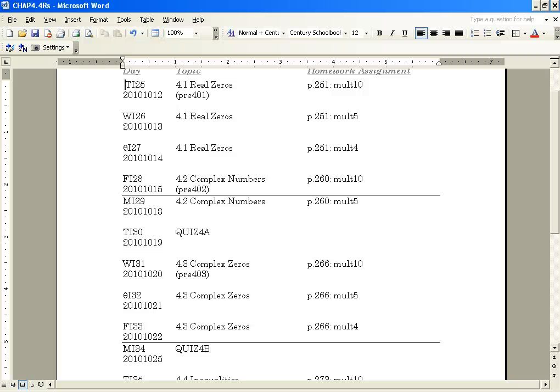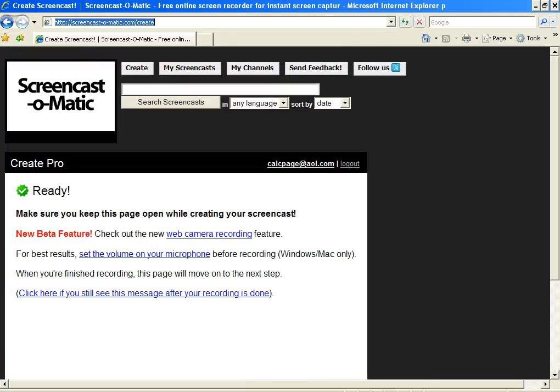So take a look at 71 on page 275, actually. The homework starts on 273, but it ends on 275.